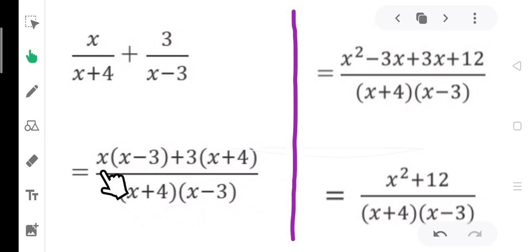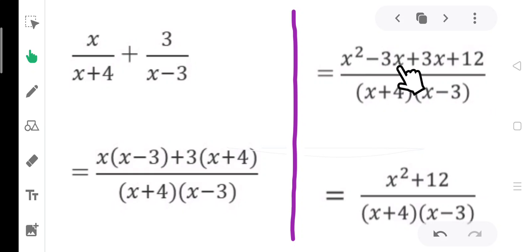So distributing the term outside the parentheses to the terms inside by multiplication. We have x times x, that is x squared. X times negative 3, that is negative 3x. Then for this one, positive 3 times x, that is positive 3x. Then 3 times 4 is positive 12. Then just copy the LCD, x plus 4 and x minus 3.